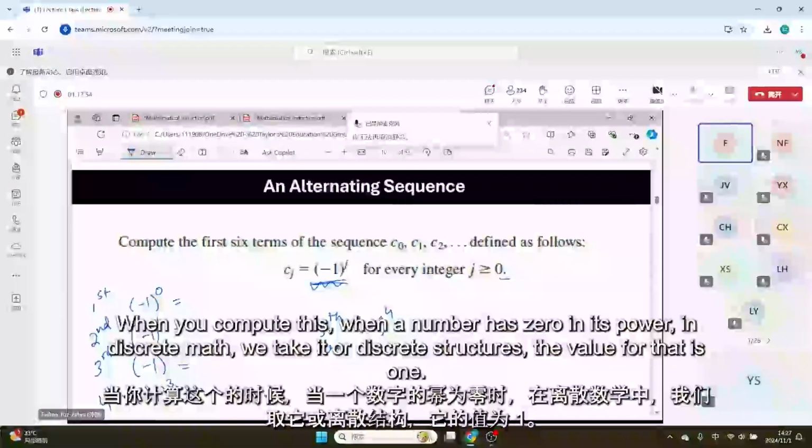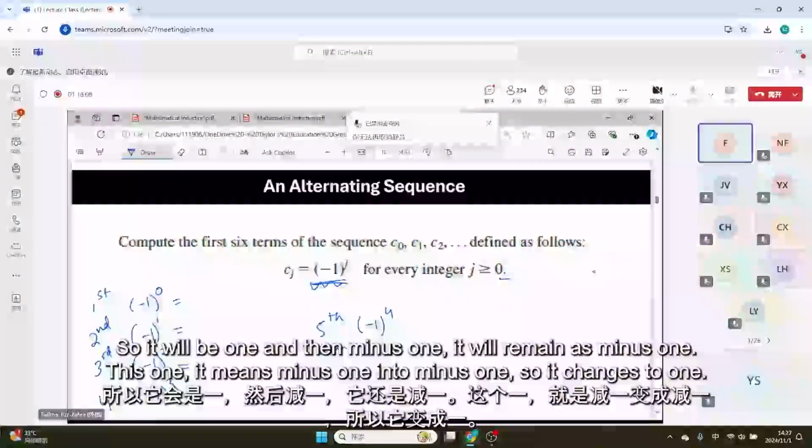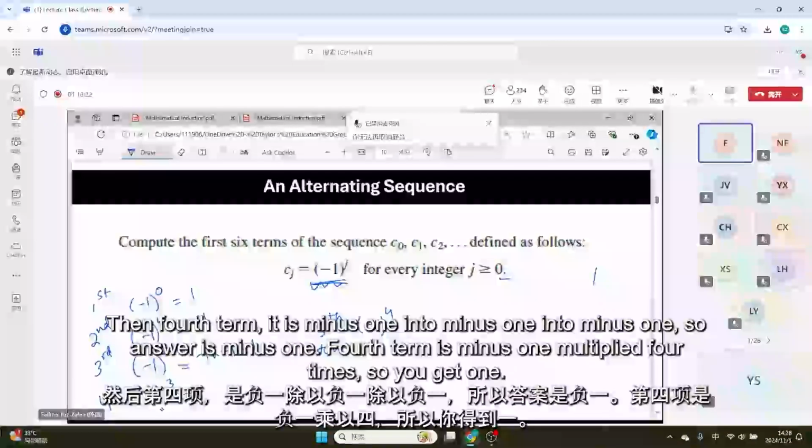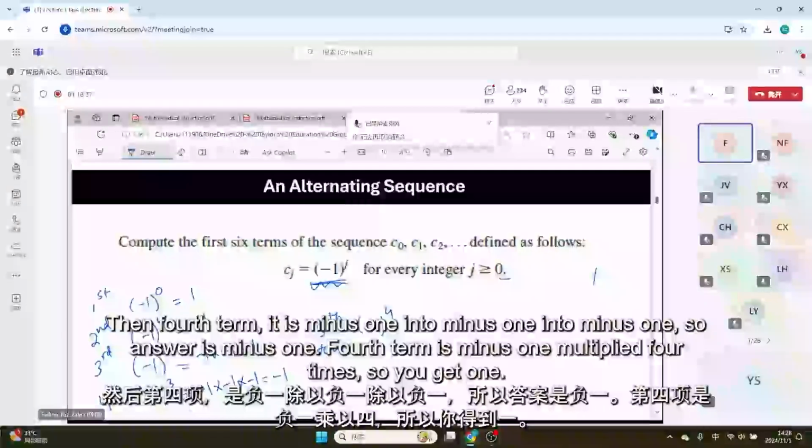So when you compute this, when a number has 0 in its power, in discrete math, or discrete structures, the value for that is 1. Okay, so it will be 1, and then -1 will remain as -1. Then -1 squared means -1 into -1, so it changes to 1. Then the fourth term is -1 into -1 into -1, so the answer is -1. Then -1 multiplied 4 times gives you 1.